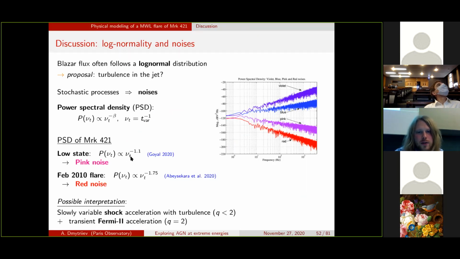For Markarian 421, in the low state, the measurements of the PSD show slope -1, which is pink. During the flare, the noise was seen to be redder. The VERITAS collaboration measured it to be -1.75.